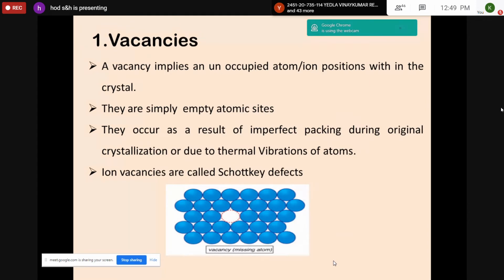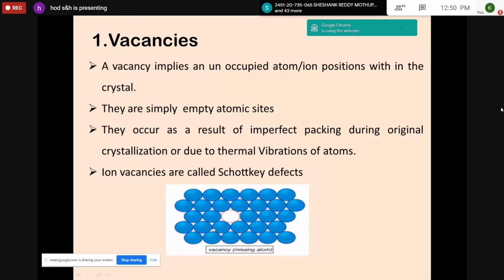Coming to the first category, vacancy. A vacancy implies an unoccupied atom or ion position within the crystal. In the diagram, you can easily see the blue circular lattice points. All atoms are arranged accordingly, a perfect arrangement. But in the third row, you can observe one atom is missing. This is a vacant position. You can call these simply empty atomic sites. No atom or ion is occupying this lattice point, which creates certain distortion in the crystal. So these are called vacancies.